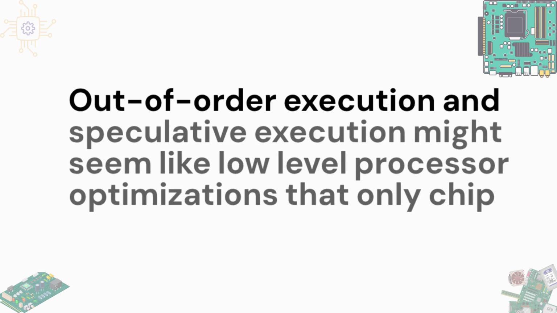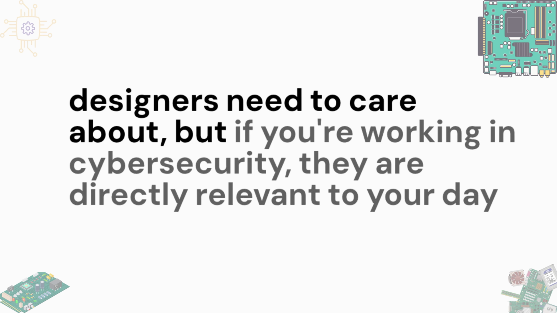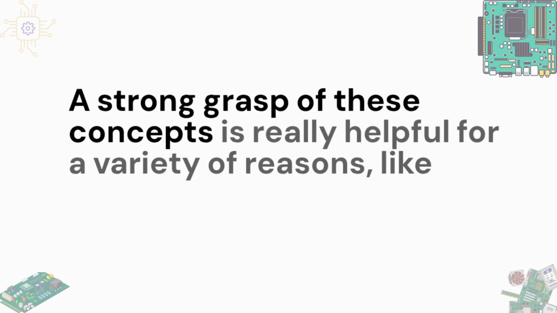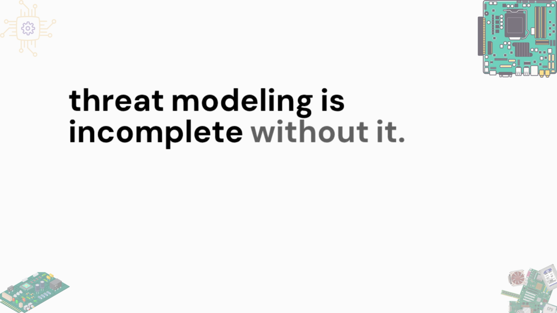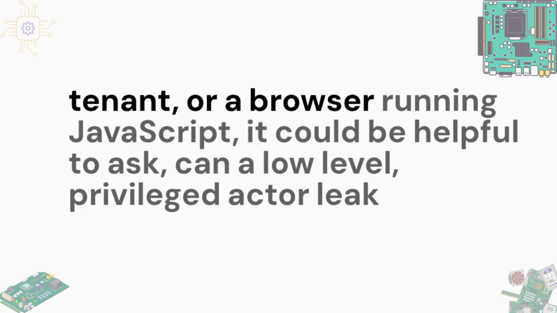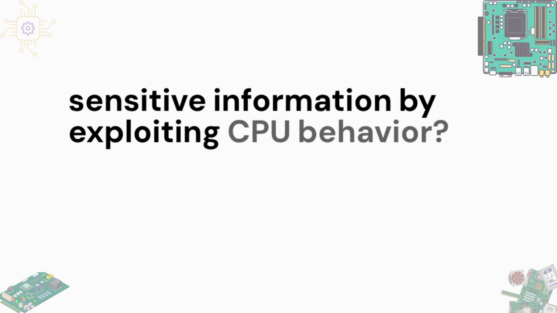Out-of-order execution and speculative execution might seem like low-level processor optimizations that only chip designers need to care about. But if you're working in cybersecurity, they are directly relevant to your day-to-day concerns. A strong grasp of these concepts is really helpful for a variety of reasons, like threat modeling is incomplete without it. When you're analyzing the risks associated with a system, whether it's a standalone server, a cloud tenant, or a browser running JavaScript, it could be helpful to ask, can a low-level privileged actor leak sensitive information by exploiting CPU behavior?